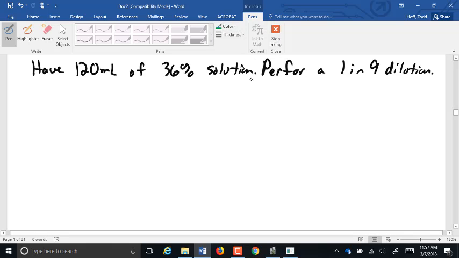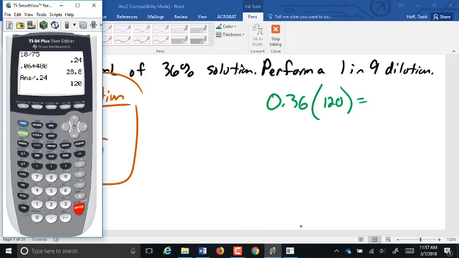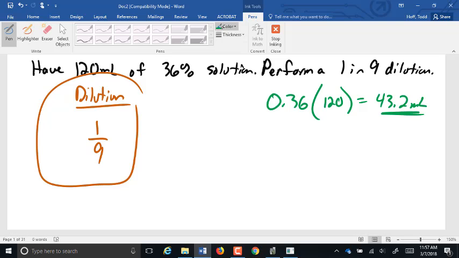So I want to find the new concentration. So I've got a dilution here of 1 in 9. We're not going to do anything with that for now. We're going to come back to that. We have 36% solution times 120 milliliters, which is going to give us, I believe, 43.2 milliliters of that active substance.